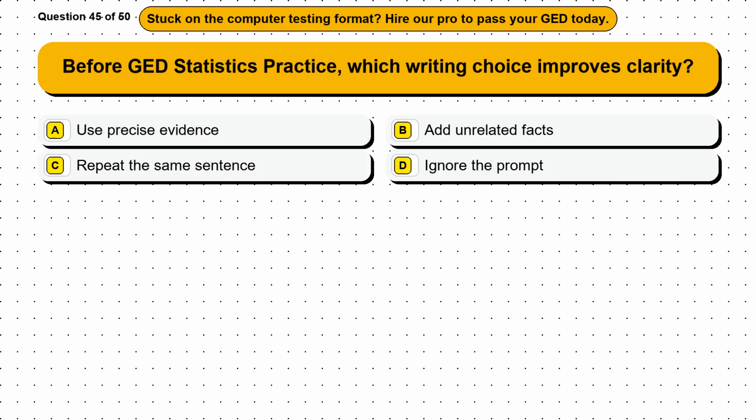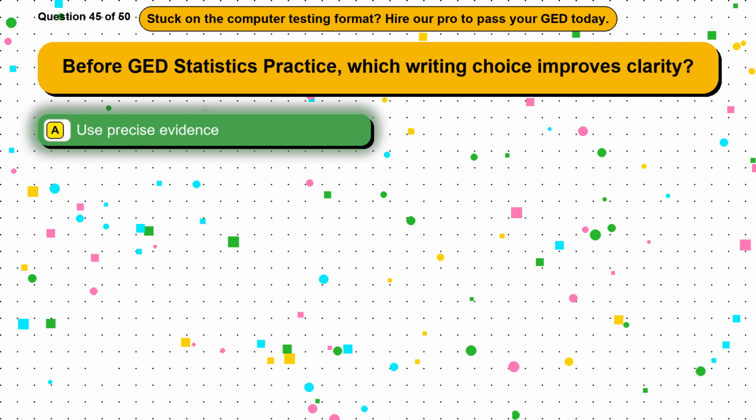Question 45. Before GED Statistics Practice, which writing choice improves clarity? Option A, use precise evidence. Option B, add unrelated facts. Option C, repeat the same sentence. Option D, ignore the prompt. The correct answer is option A.